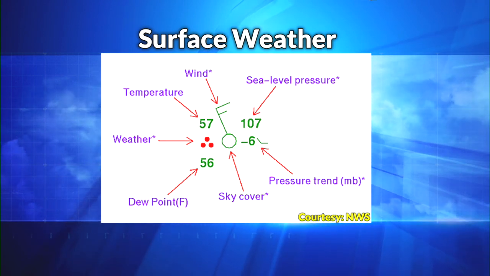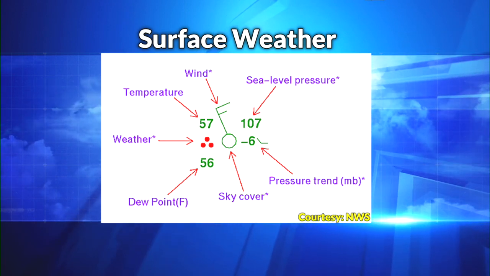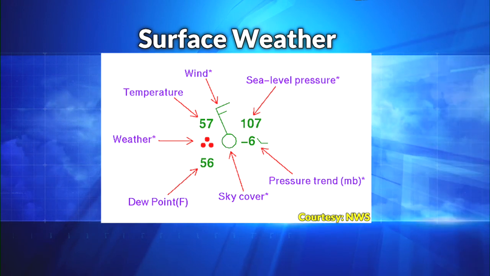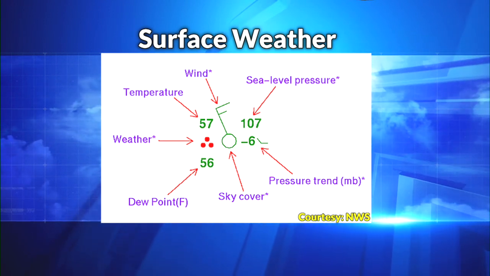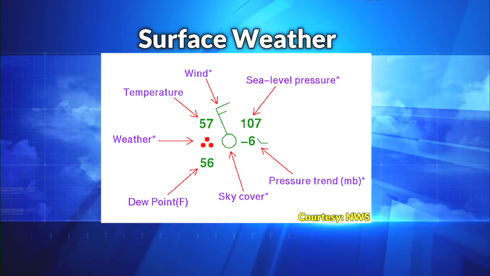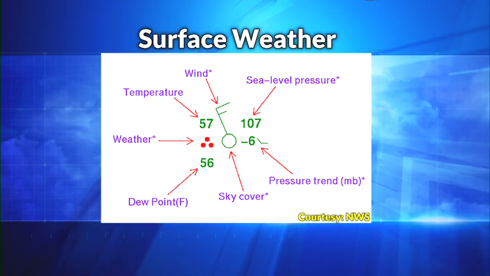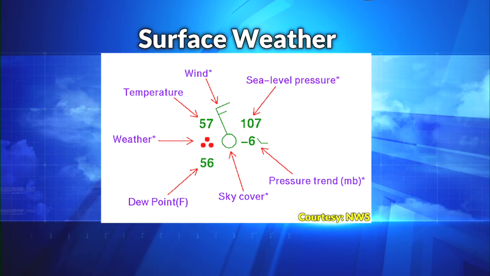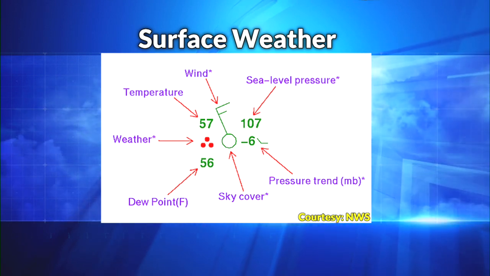You can also see the temperature in the upper left-hand corner. Those 3 dots indicate what the weather is doing. Is it raining? Is it snowing? In this case, that would be a symbol for moderate rain. And right below those 3 dots, you have the dew point temperature.